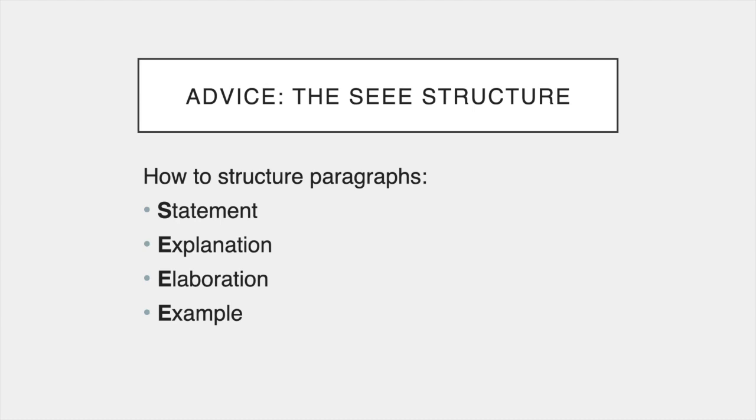Start off with a statement. This is what you think, the central idea you want to express. Then, the explanation. This is why you believe the statement. This is then followed by an elaboration. Here you can add details that further justify your point of view or statement. And finally, an example, which is evidence justifying your opinion.